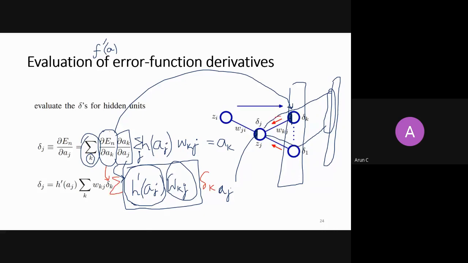These red paths which I have shown here, these red arrows, are coming from the k different nodes at the output layer. So this h dash aj is constant with respect to the kth term, right? So you just bring it out of this summation, and the rest of the two terms wkj and delta k will be inside of this summation. Any question on this slide?